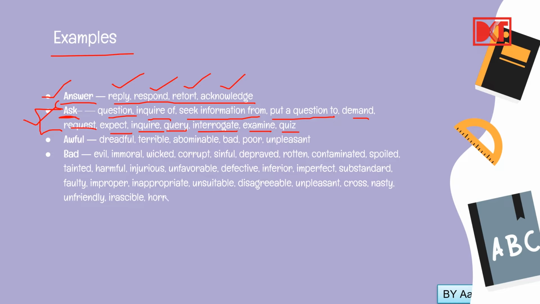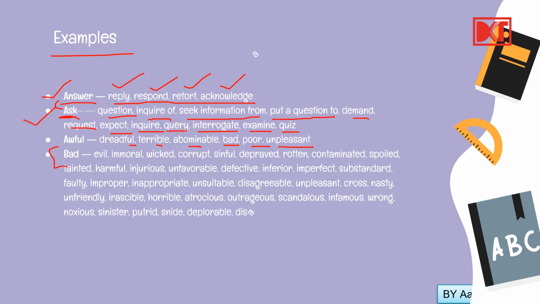Then similarly, we're talking about awful. Awful, something very bad. We could say dreadful, terrible, abominable, bad, poor, unpleasant. Right? Similarly for bad. All these which you have said for awful, these could be the synonyms for bad as well. But for bad there are so many.